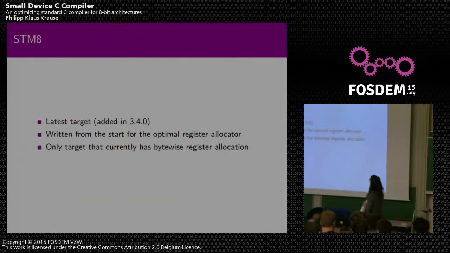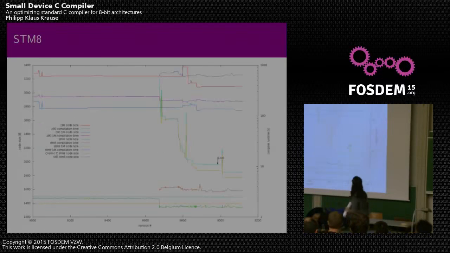Okay. The latest target added in SDCC is STM8, for STMicroelectronics, an 8-bit architecture. This one is the first one written from the start with a new optimal register allocator in mind, and it's the only one that has byte-wise register allocation. Again, a bit more on that later. Both make code generation rather efficient.